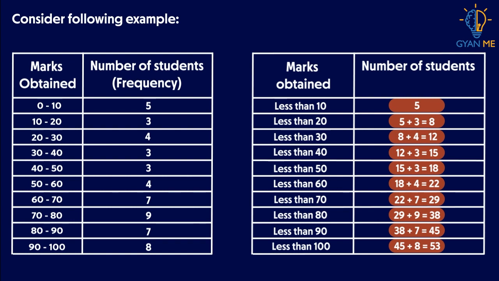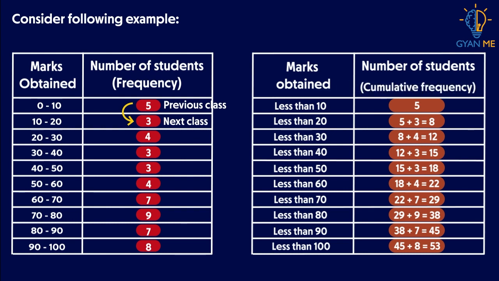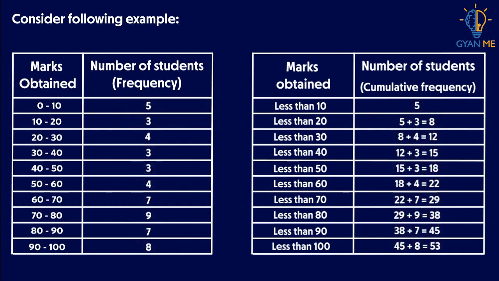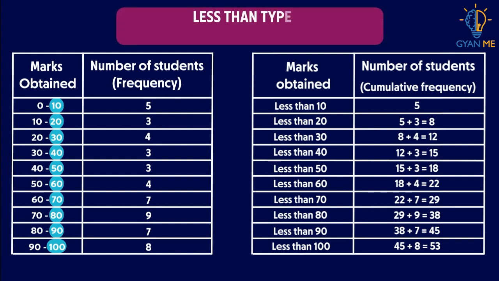So what is this new column that we have calculated? You can observe that what we have done is we have just added frequencies from the previous class interval to the next class interval. And what do we call this? Yes, you are right. This is nothing but cumulative frequency that we have calculated. Since we have calculated for less than 10, less than 20 and so on, this becomes less than type of cumulative frequency distribution table.